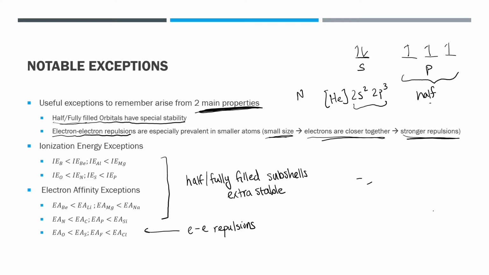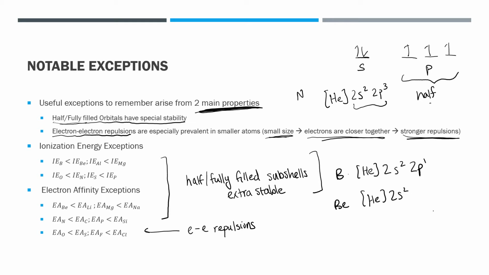Okay, so now let me talk about the exact ionization energy exceptions and electron affinity exceptions. These all basically arise, as you can see that I've written here, from half or fully filled subshells that are extra stable. So let's just look at a few of them. Let's look at boron and beryllium, and I really advise you to have a periodic table so you can look at these for yourself. The electron configuration of boron is helium 2s2 2p1, whereas beryllium looks like helium 2s2. So this is beryllium, this is boron.